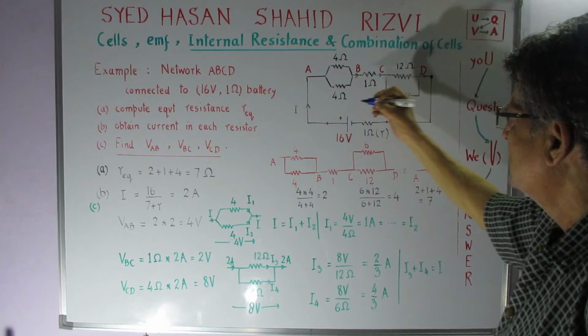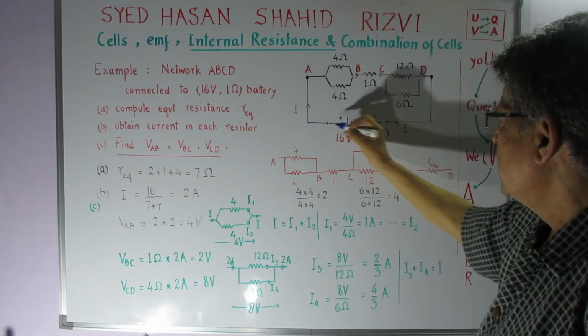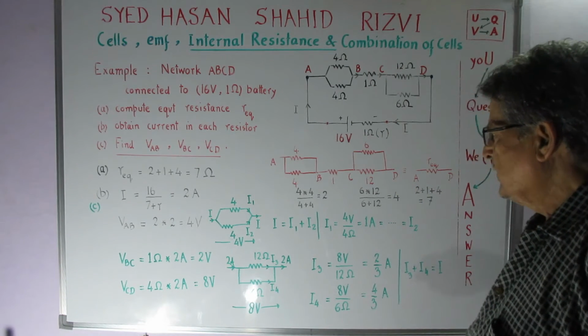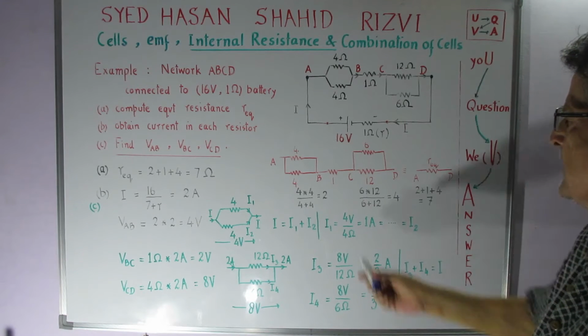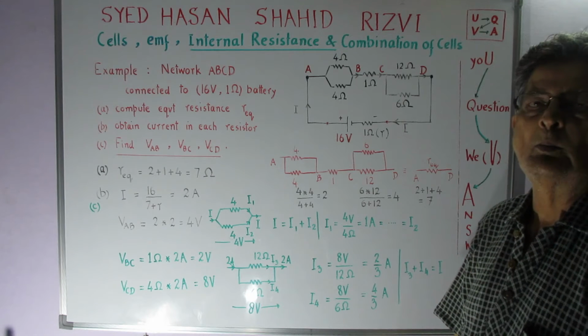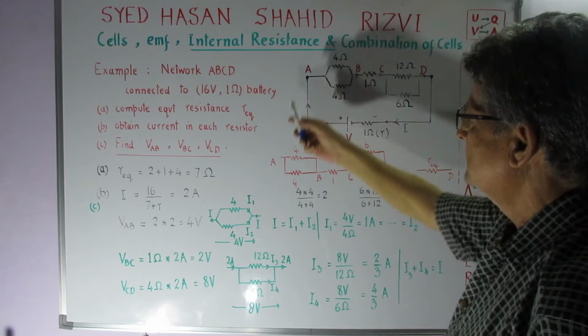This network between the points A and B is connected to a battery, a battery which has an EMF of 16 volts and internal resistance 1 ohm. So this is the description of the network.